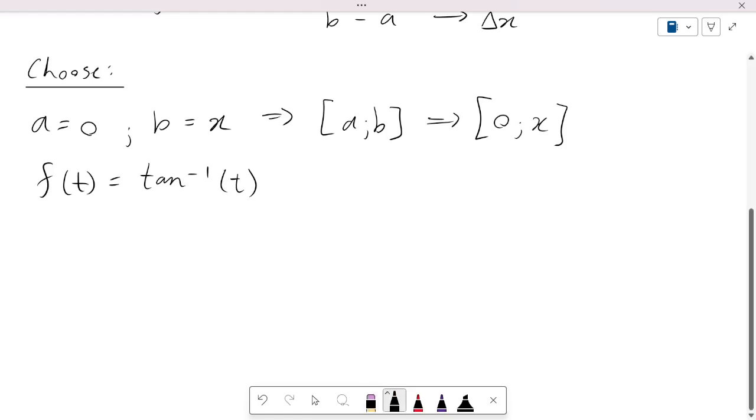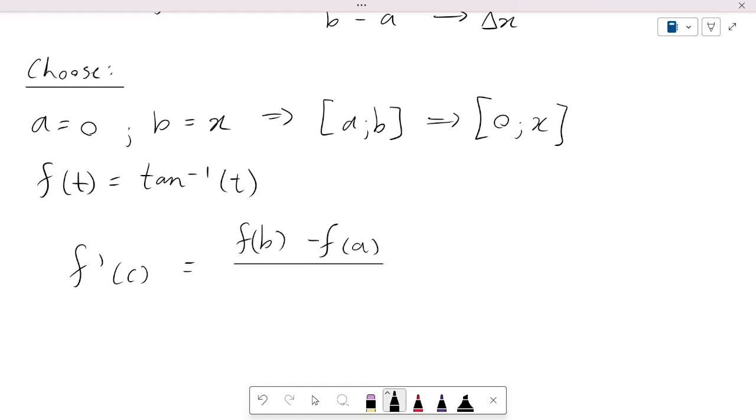But let's first consider the following, right? Let's consider the mean value theorem with f prime of c is equal to f of b minus f of a all over b minus a, right? Now what we can notice over here is that we need to look for f of b and we also need to look for f of a, because we already know that a is equal to 0 and b is equal to x, so we can already substitute immediately. But let's look at f of 0.